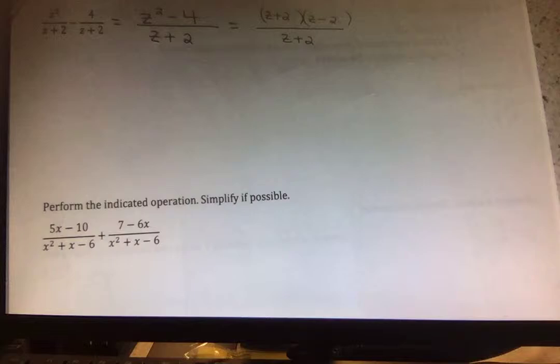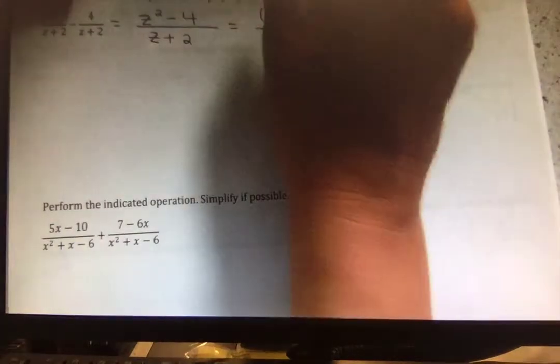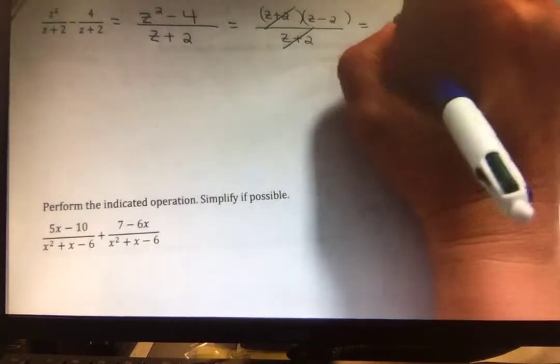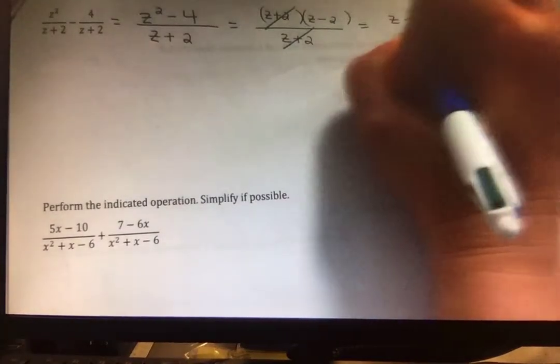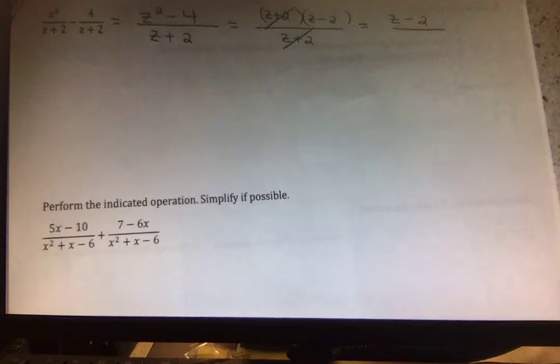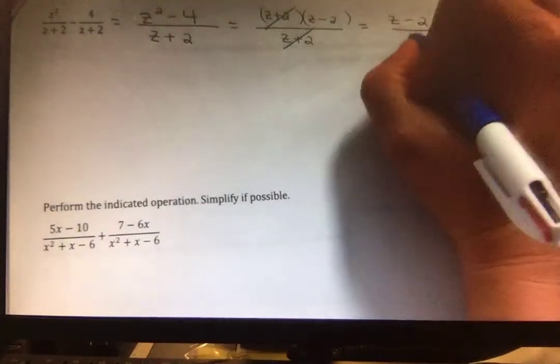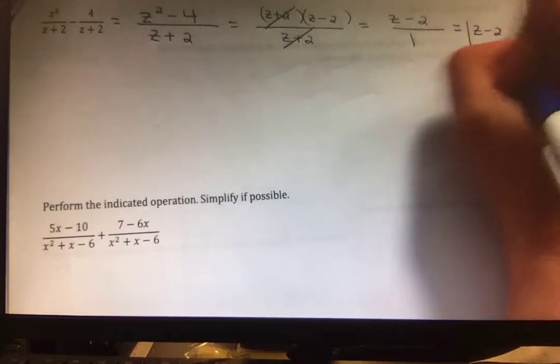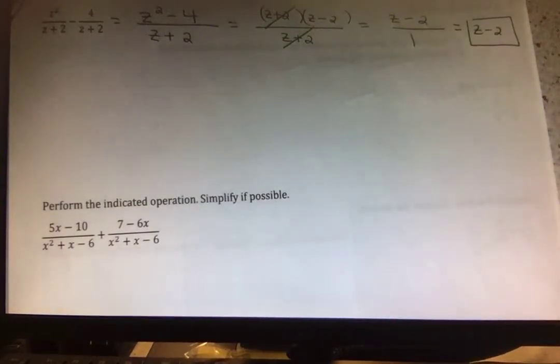So what factors can cancel? Z plus 2. On top, we're left over with z minus 2. On the bottom, we're left over with 1. Z minus 2 divided by 1, just z minus 2. Final answer.